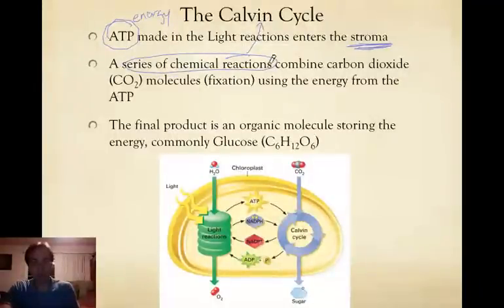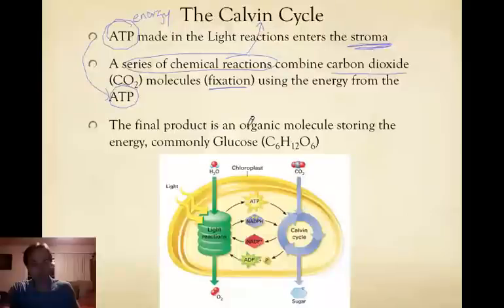A series of chemical reactions that will take carbon dioxide, CO2, and bond them together. Basically, the fancy name for that is fixation. We're going to take carbon dioxides and fix them together, stick them together. In order to do that, we have to rearrange chemical bonds. Anytime you're going to rearrange chemical bonds, create them, break them, etc., it's going to cost energy. We provide that energy using the ATP we made. So the Calvin cycle is all about combining carbon dioxides using the energy from the ATP.